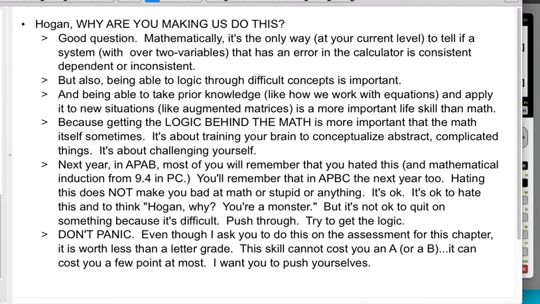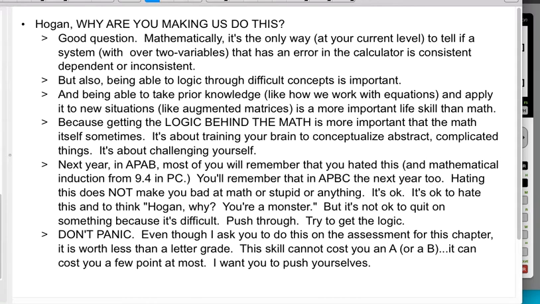Next reason: next year in AP AB, most of you will remember that you hated this. You're also going to remember you hated 9.4 in pre-calc, mathematical induction. And then when you're in BC, you're going to remember that too. You'll also remember hating a bunch of things from AB. Hating things doesn't make you bad at math or stupid or anything like that, right? It's okay to hate it. Every kid that has sat through AB and BC has gone through these things in Honors Algebra 2 and pre-calc, and they've hated them too. Some of them liked them more than others. Some of them thought, oh, this is kind of a fun challenge, but I'm really glad this section's over because that homework was the worst. It's okay to hate this. It's okay to think I'm a monster. It's fine. But it's not okay to quit because something's hard.